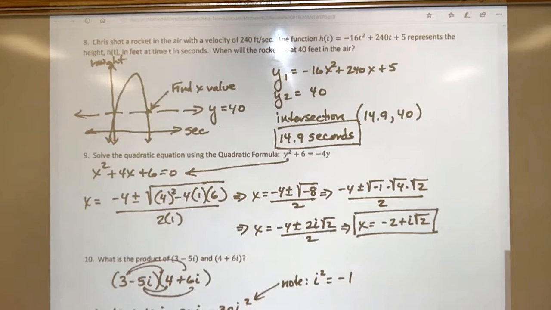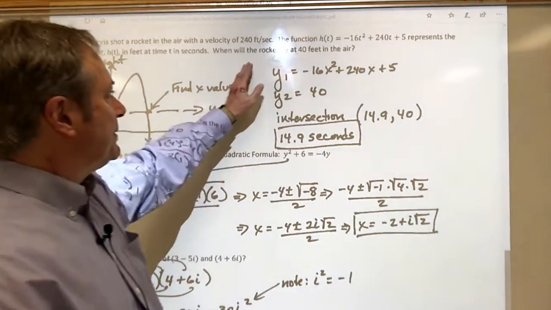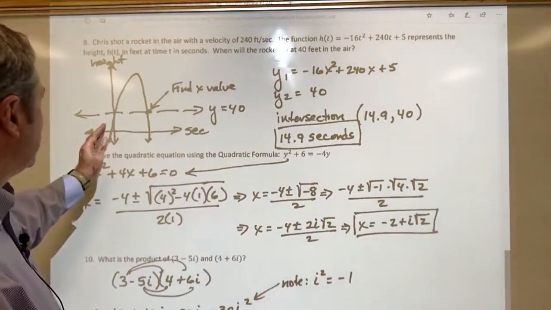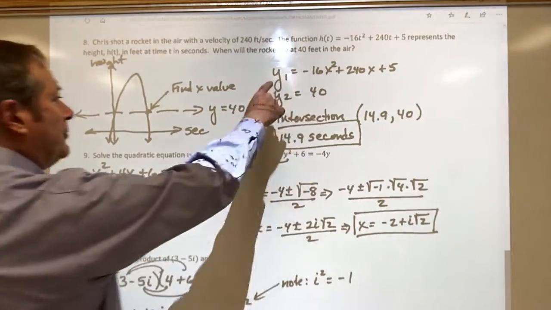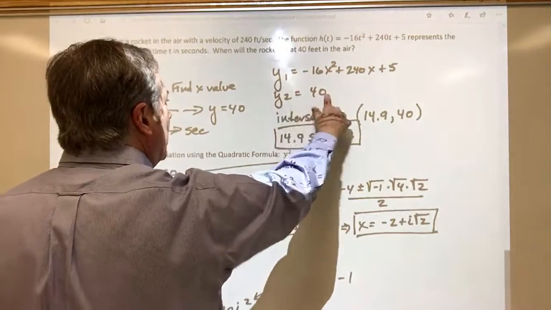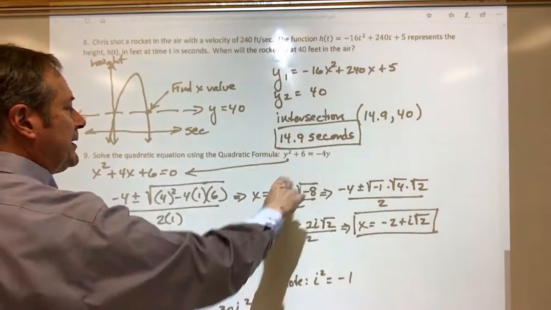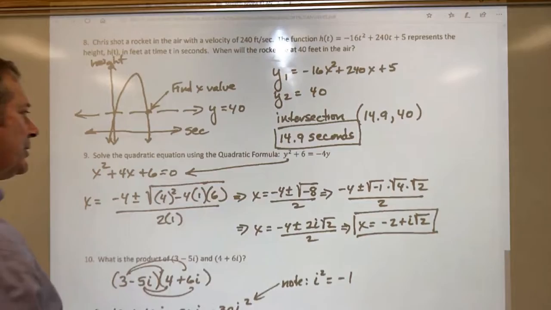Okay, number 8. We've seen these kind of problems before. We're trying to find when will the rocket be at 40 feet in the air, and that's on the way down. So we plot it, y sub 2, 40, we find the intersection, and it's at 14.9 seconds.